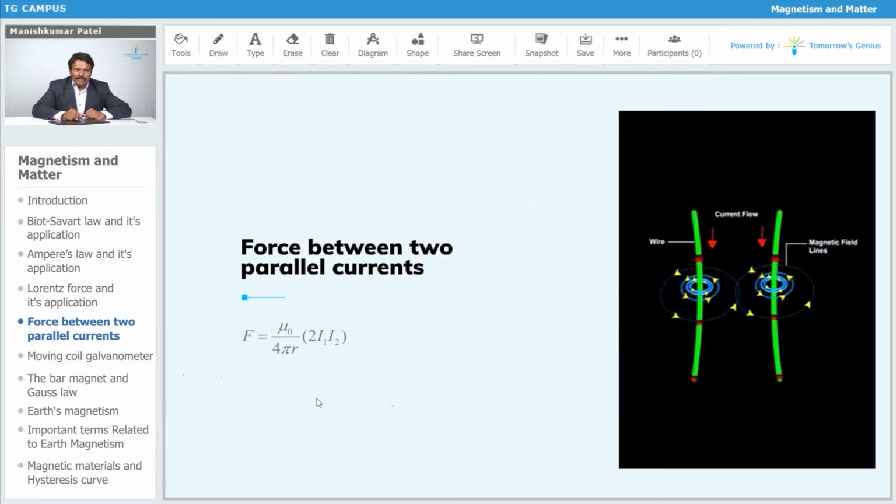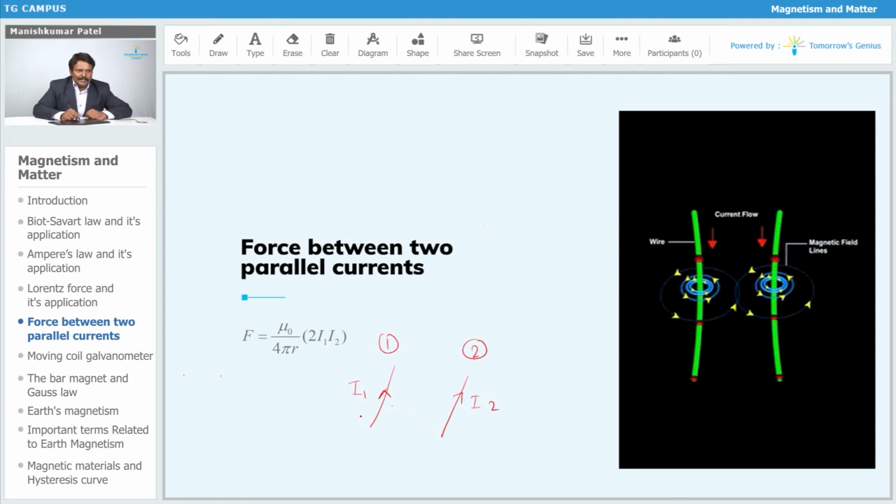Now we will see the force between two parallel current carrying conductors, which I have shown over here. Let's consider these two current carrying conductors through which the current is flowing. Let's say this is I1, and this is I2. We can call them like currents because both of them are flowing in the same direction.